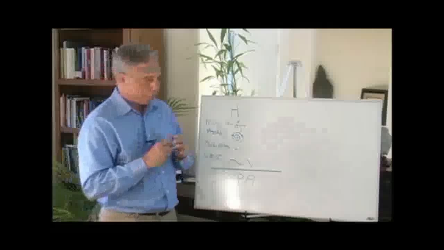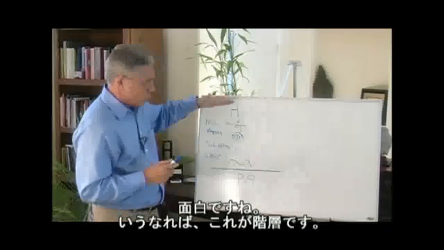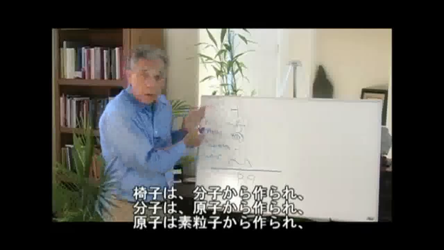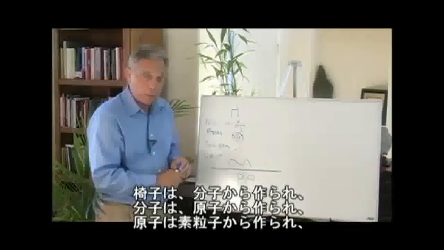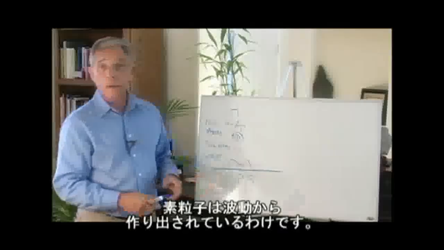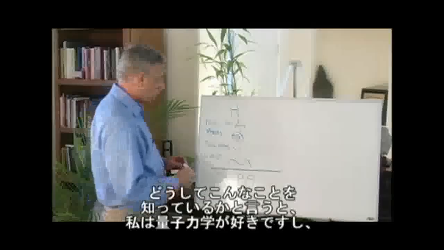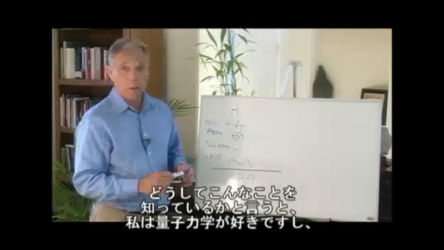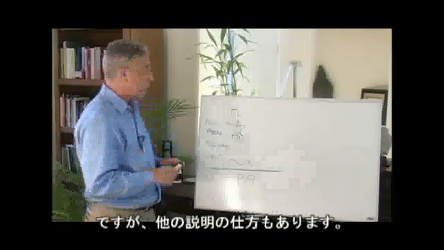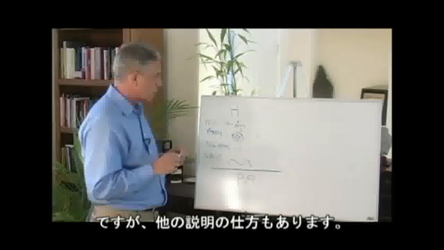Now, it's interesting. This is a hierarchy, if you will. The chair is made of molecules, and molecules are made of atoms, and atoms are made of subatomic particles, and subatomic particles are made of waves. How do I know that? Because I like quantum mechanics and I like other kinds of physics, and that's what they tell me, so I believe them. But there's another way to understand this.